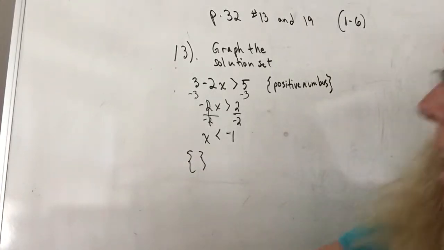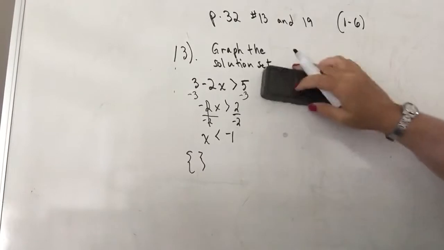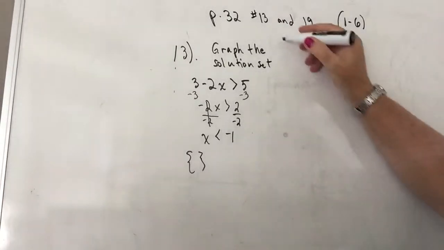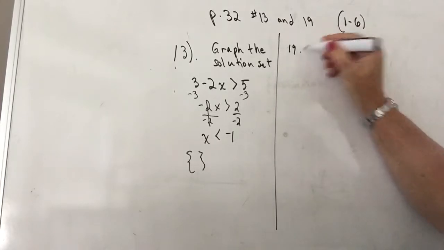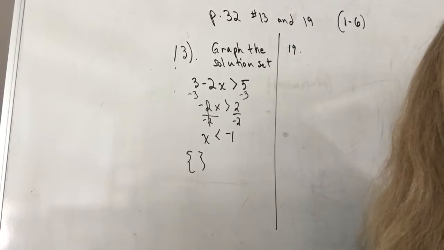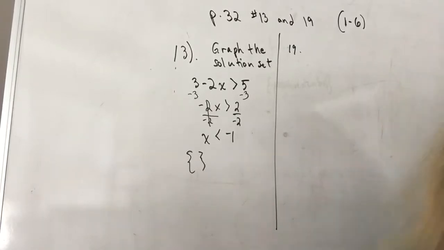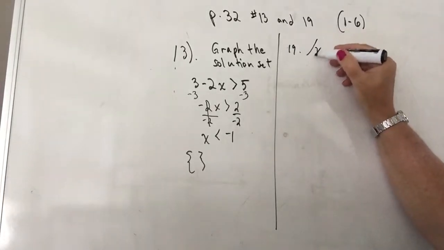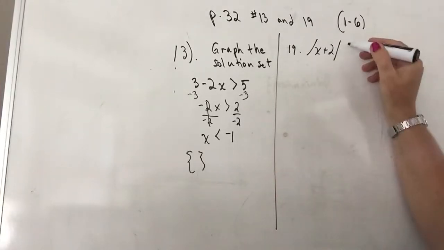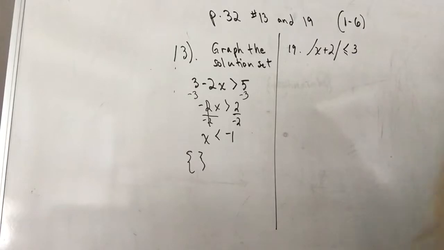So the second question we have is question 19, which has three parts to it. Question 19 asks us to similarly solve and graph the solution set to an absolute value question, which is the absolute value of x plus 2 is less than or equal to 3.